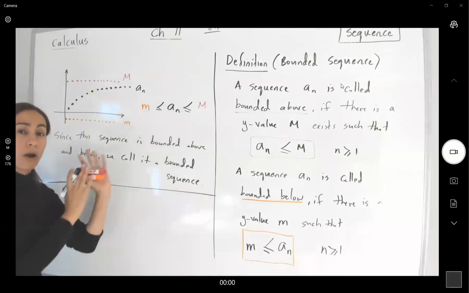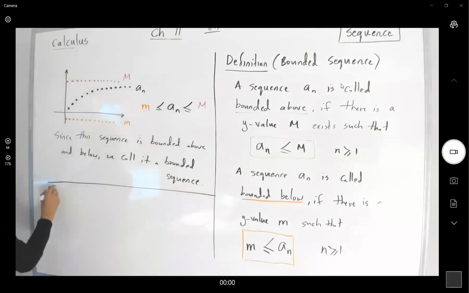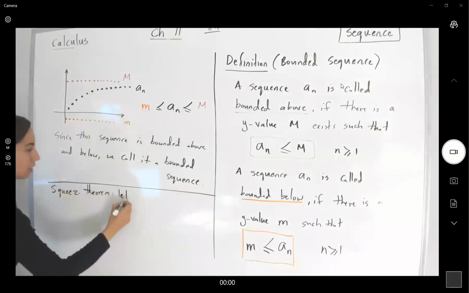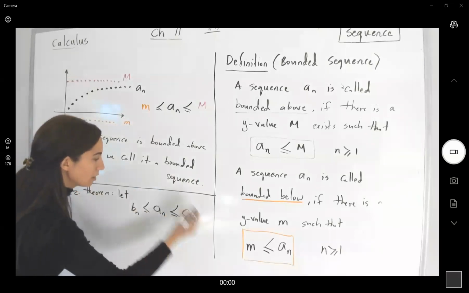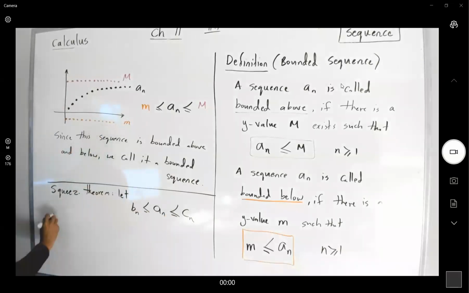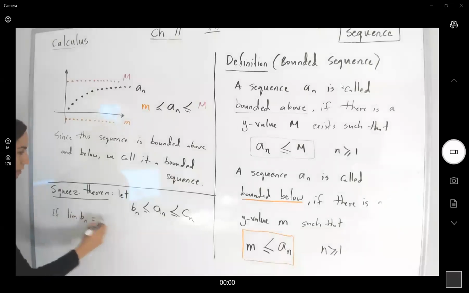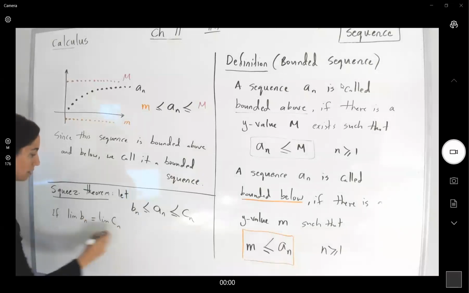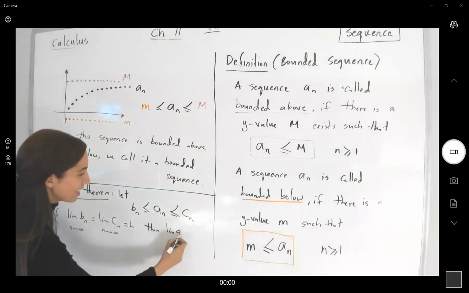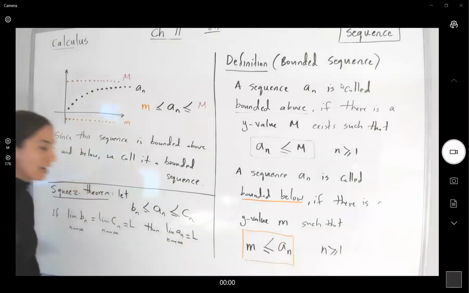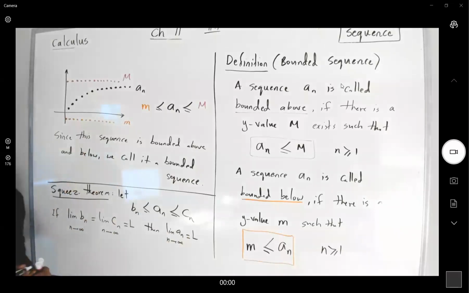We have the exact same thing when it comes to sequences. So squeeze theorem. Let a sub n be bounded between b sub n and c sub n. You have three sequences. If the limit of b sub n is equal to the limit of c sub n while n approaches infinity, both of them equal to L, then the limit of a sub n while n approaches infinity is L as well. This is called the squeeze or sandwich theorem.